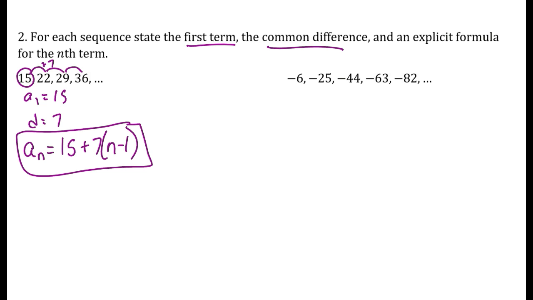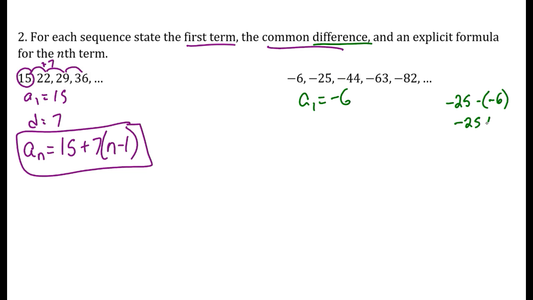This next sequence, well, clearly the first term is -6. The common difference, you might look at this for a little bit. It's not as obvious as the other one was. So you do the second term minus the first term, or the third term minus the second term. You pick a term and then subtract the one before it. That's why we call it the common difference.